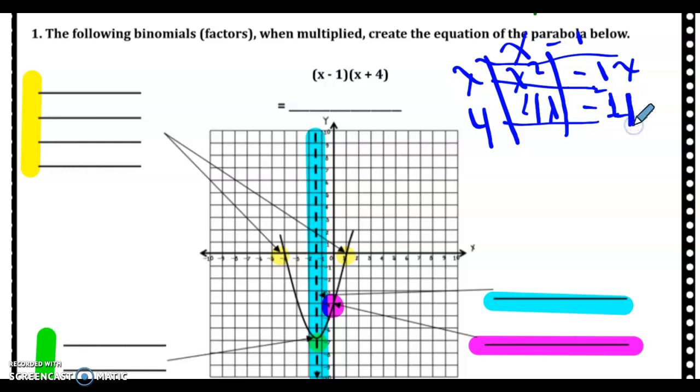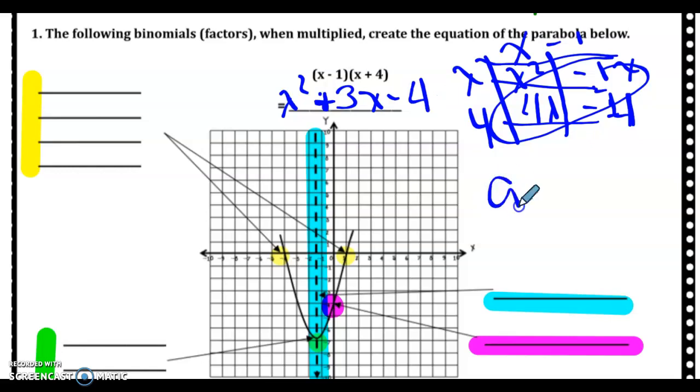I'm going to use the box method to show you the multiplying, and I'm going to try to write this really neat. Okay, x squared, first, then minus 1 plus 4 is going to be plus 3x, and minus 4. So basically I have two forms of the same quadratic function. I have the factored form, which are the two binomial factors, and I have the standard form. The standard form is ax squared plus bx plus c.